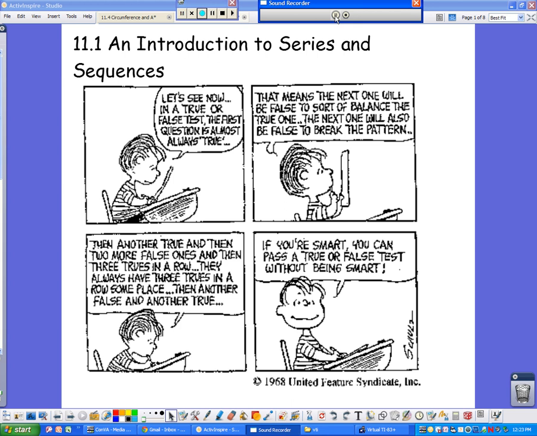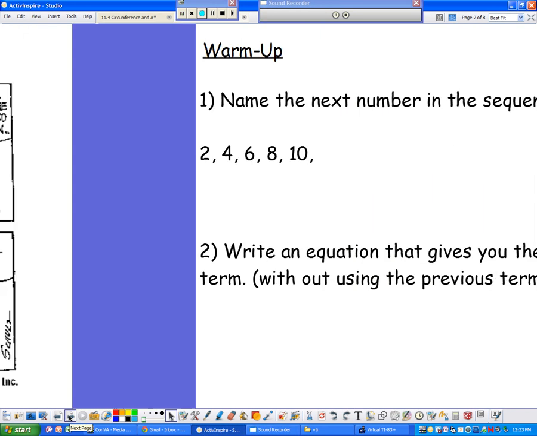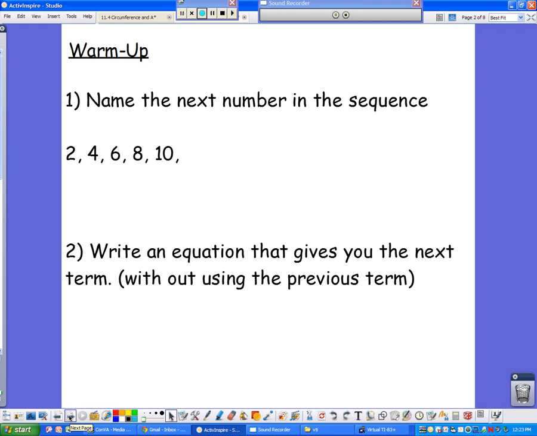But before we go ahead and get started on this, let's take a look at a warm-up just to get used to it. You guys have probably seen these a lot back in elementary school, middle school. Number 1 says, name the next number in the sequence. So 2, 4, 6, 8, 10. We're going up by 2 every time. So naturally, the next number would be 12.